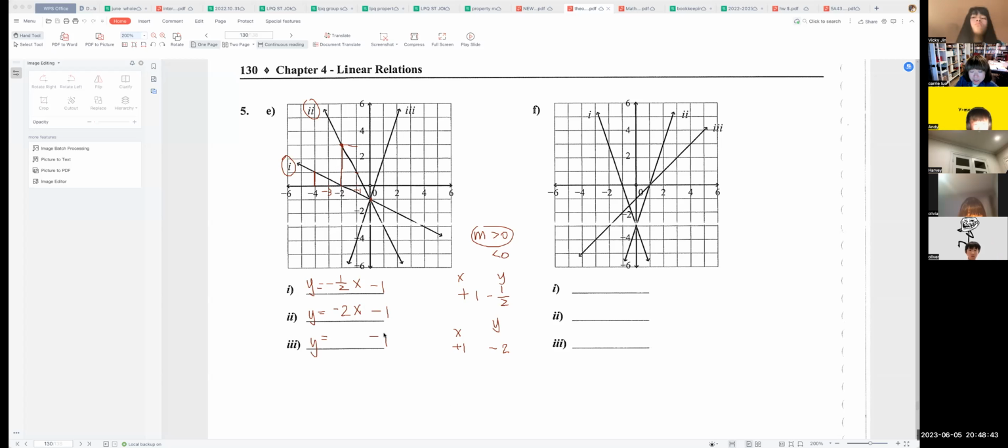Y equals what x? So let's take a look at this one. Because this shape is like that, m is bigger than 0, positive, right? We know that. So let's take a look at this one. x is from 1 to 2. By increasing x by 1, from 1 to 2, y is increasing from 2 to 5. So x increasing 1, y increasing 3. So that's why it's 3x.